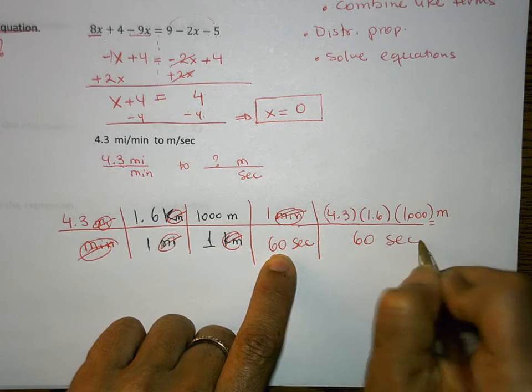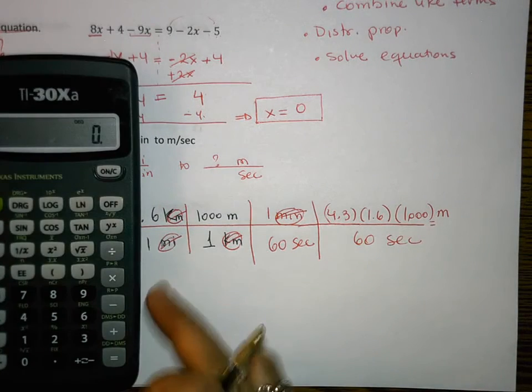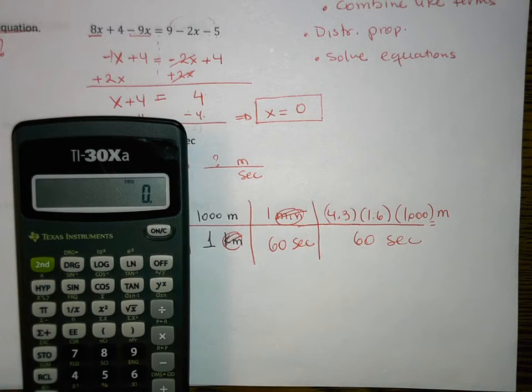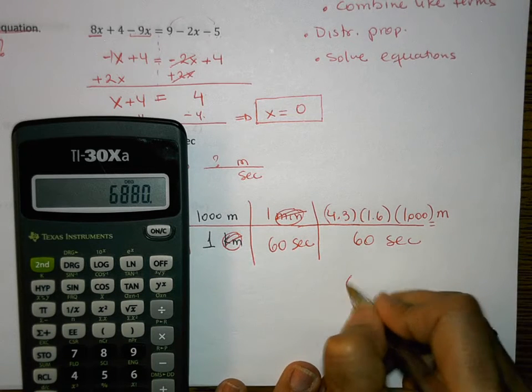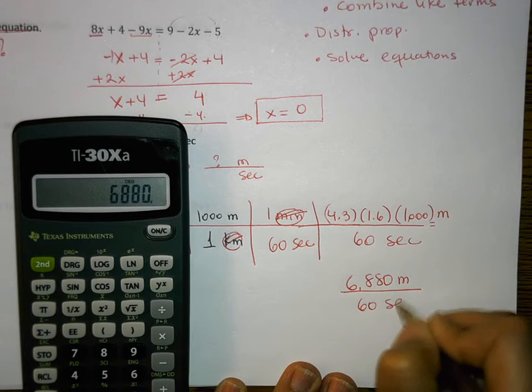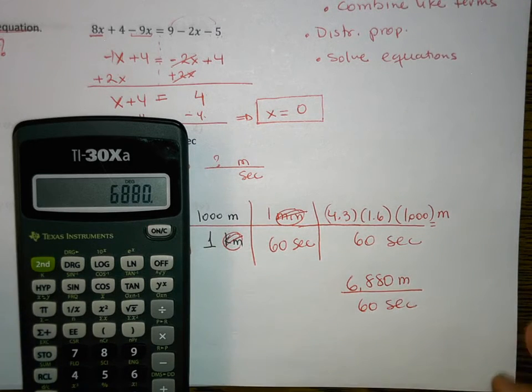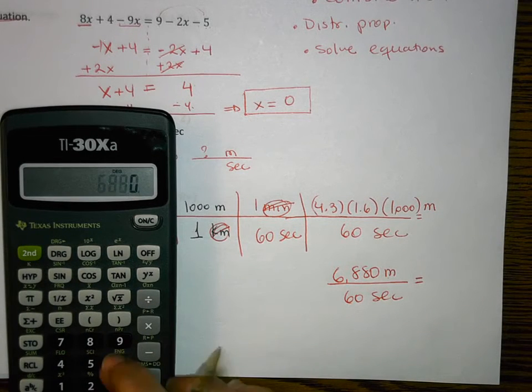So if you use your calculator, that you'll also be allowed to use on the test, all you have to do is multiply 4.3 times 1.6 times 1,000. And you get the answer, I'm going to put it down here, is 6,880 meters divided by 60 seconds. You've got to finish this. You've got to finish all the way and finish the division. 6,880 meters divided by 60 seconds.